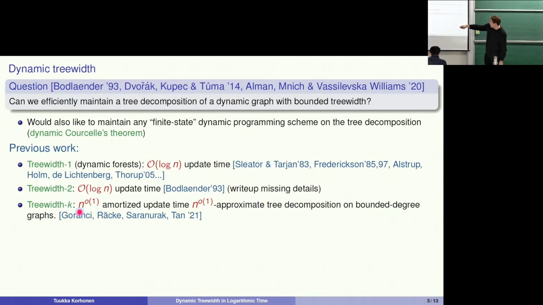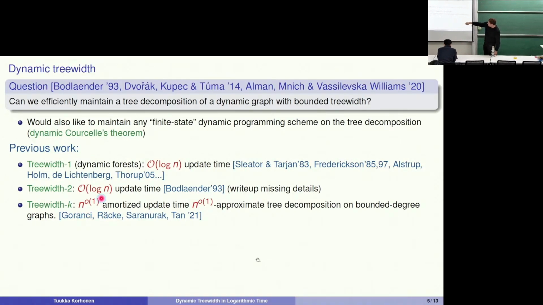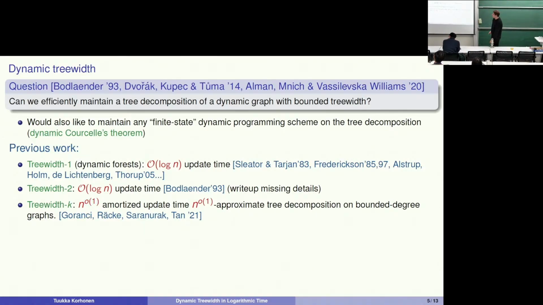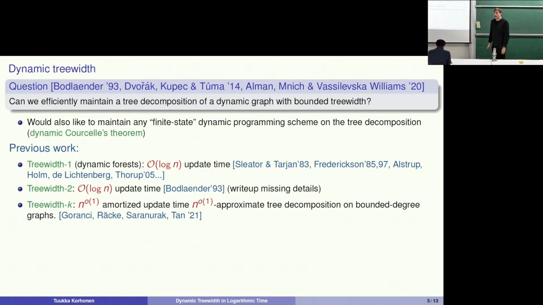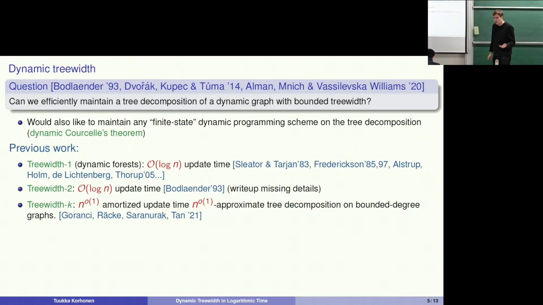Maybe I should say something about this function n to the o(1). It's a subpolynomial function. It grows slower than n or square root of n or hundredth root of n, but still faster than log n or polylog n.